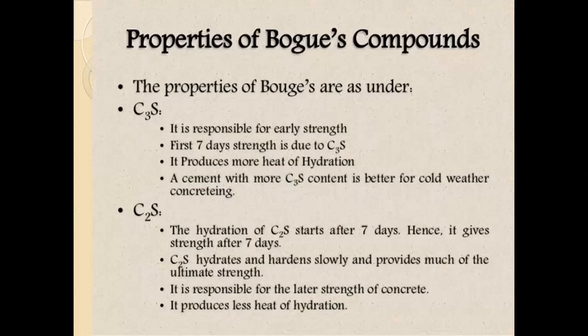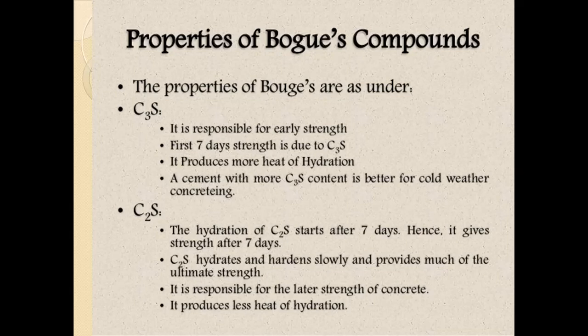Next is properties of the Bogue compounds. First is C3S, that is tricalcium silicate. It is responsible for the early strength. First 7-day strength is due to the C3S. It produces more heat of hydration. A cement with more C3S content is better for cold weather concreting.